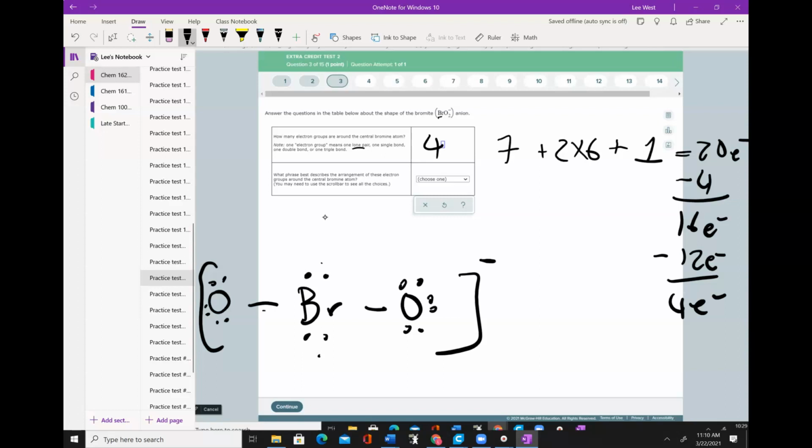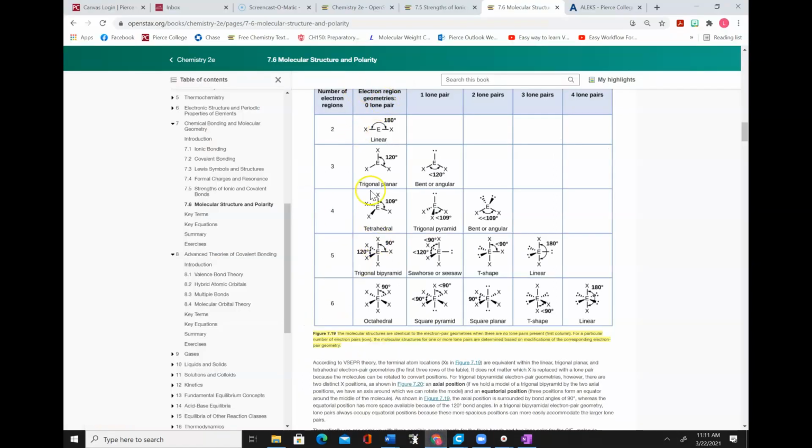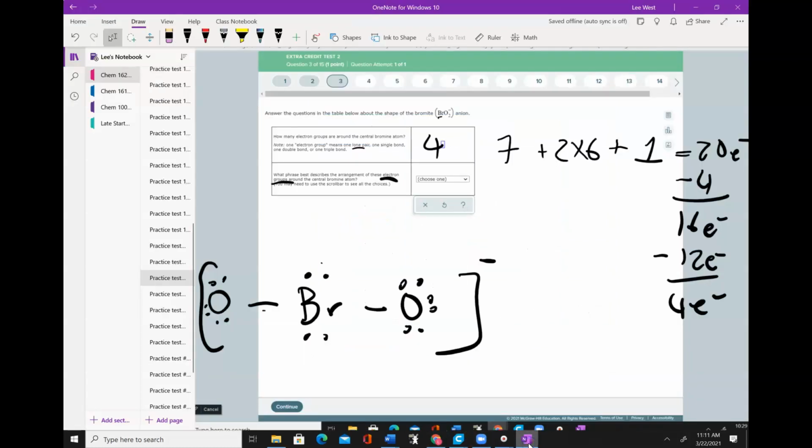And then it says, what phrase best describes the arrangement of these electron groups? So they're not asking for the molecular shape. They're asking for the arrangement of the electron groups. So when I go to my table, I'm looking in this first column. And so 4 electron groups is called tetrahedral. Okay, tetrahedral. So I'm going to pick tetrahedral. It is not bent. Bent is the molecular shape, or in this case, the shape of the anion.